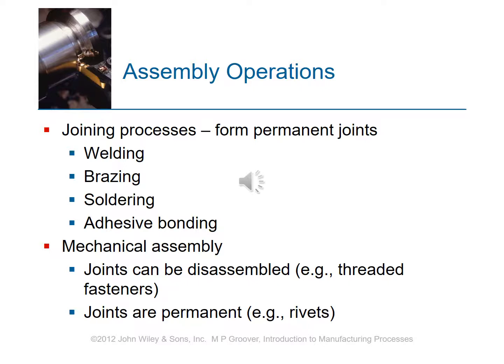Mechanical assembly, these are things that can be assembled or disassembled. Threaded fasteners. If you've worked on a car or lawnmower, anytime you had to turn a screw to take something apart, you've done mechanical assembly. And there are permanent joints, like rivets, where instead of using a threaded bolt, you basically just squeeze it on there with a rivet.